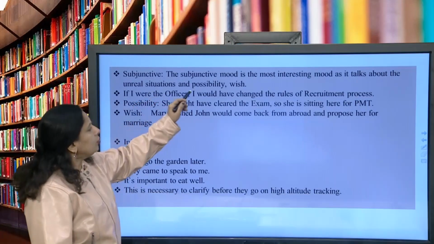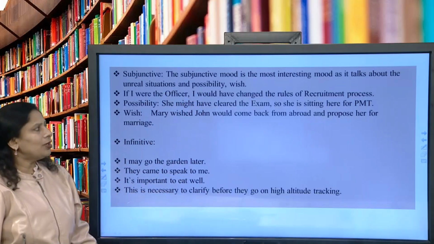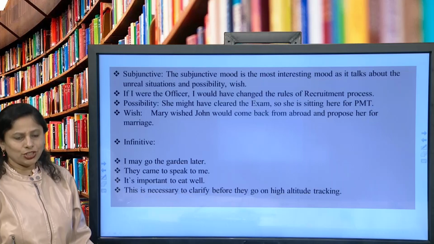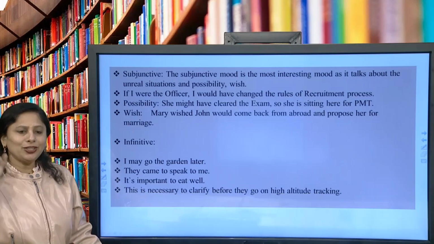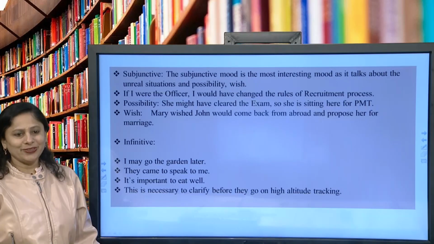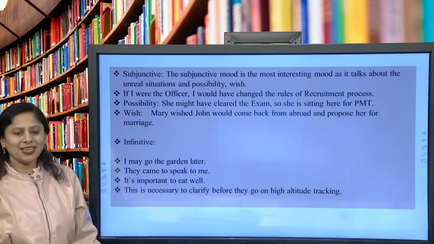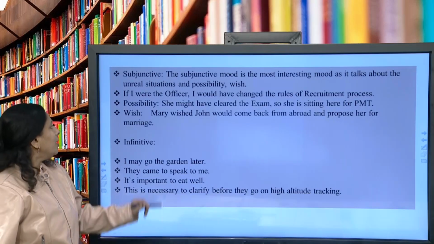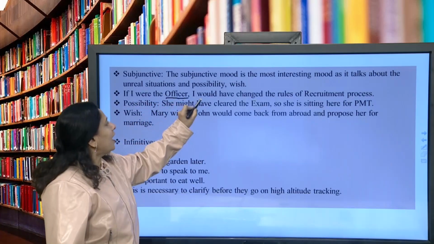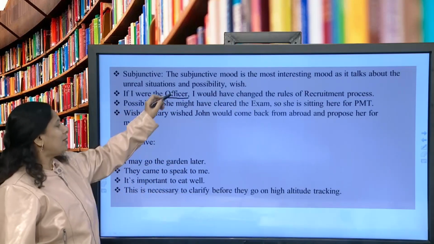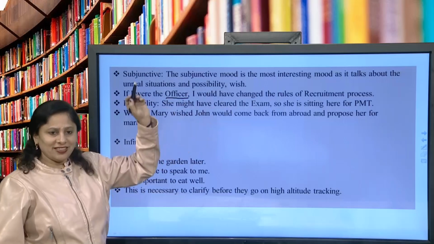The subjunctive mood is the most interesting mood, as it talks about the unreal situation, possibility and wish. If I were an apple and grew on a tree, I think I would drop on a nice boy like you. You know that poetry, and that poetry is about subjunctive mood. If I were the officer, I would have changed the rules of the recruitment process. If I were the prime minister, I would change the country.